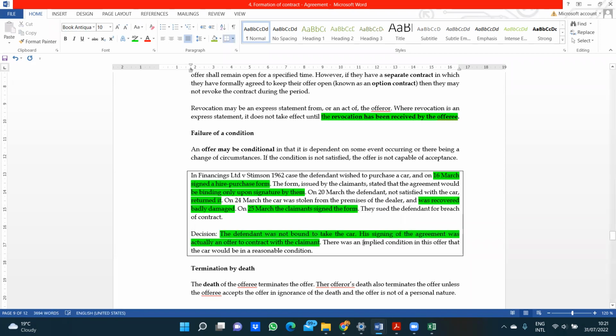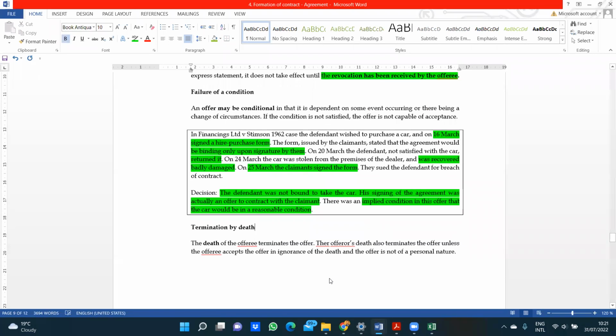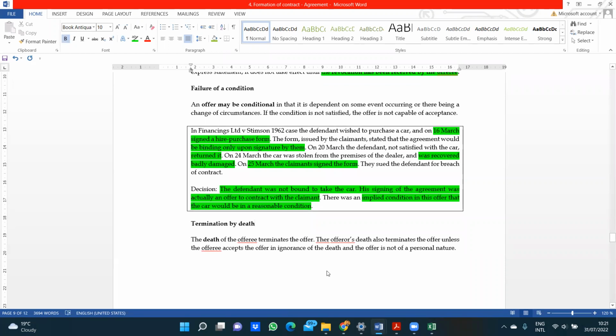There was an implied condition in this offer that the car would be in a reasonable state. However, that wasn't the case. So the implied condition in this case was that the car should be in reasonable condition, which was not the case, and the defendant was right. He won his case. When purchasing a car, what he expects is that the car is in a reasonable condition, but it was not.